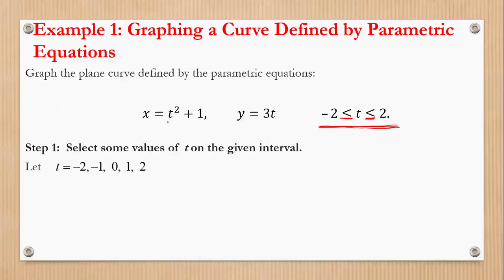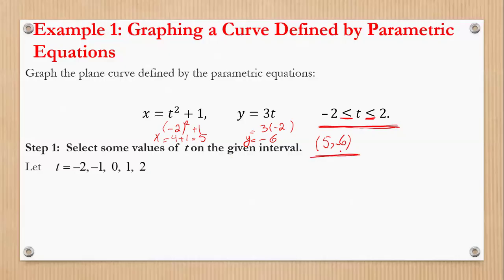Then we will replace these numbers for t in both of the equations. For example, you can replace -2 for t in the first equation, and also in the second equation. If you replace -2 for x, -2 squared is +4, +4 plus 1 is 5, so x must be equal to 5. If you replace it in the y equation, 3 times -2 is -6, so y must be equal to -6. Now you can rewrite the ordered pair, x first and y second: 5 and -6, and we use this point to graph the curve.